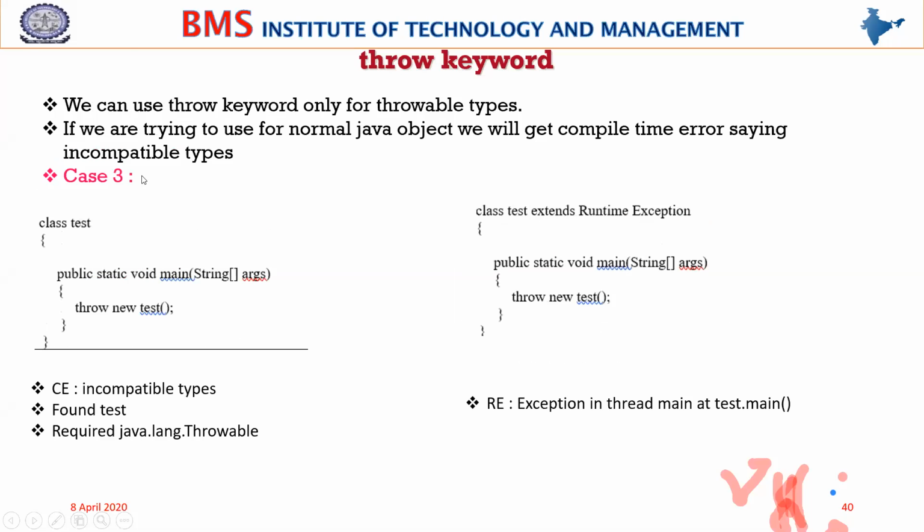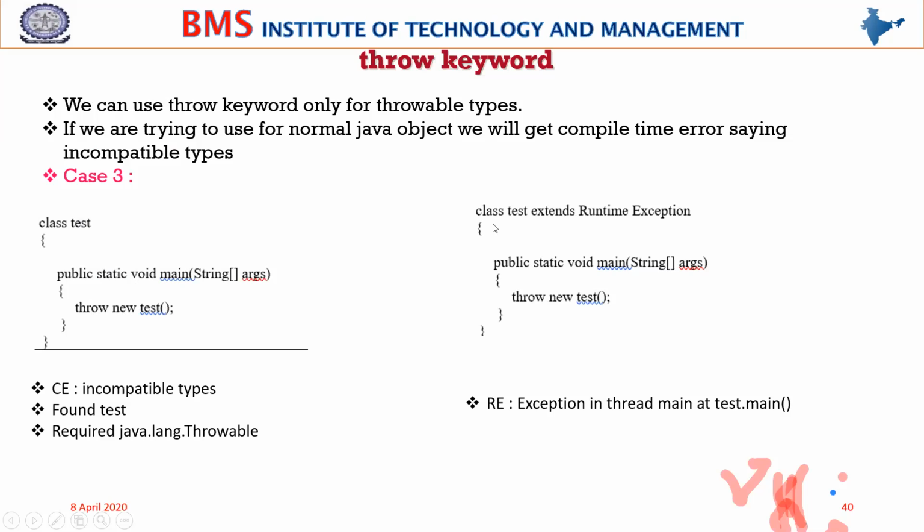So the third case, what do we need to understand here? Suppose I have a class test and a main method. Now I am saying throw new test. I am trying to create an object for my class itself. This class is nothing but a user defined data type. I am creating the object for my class and trying to hand this exception to your JVM, which is not allowed.